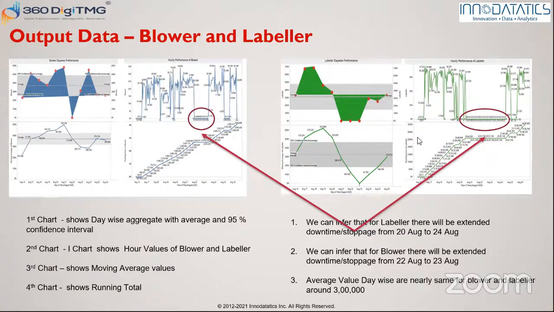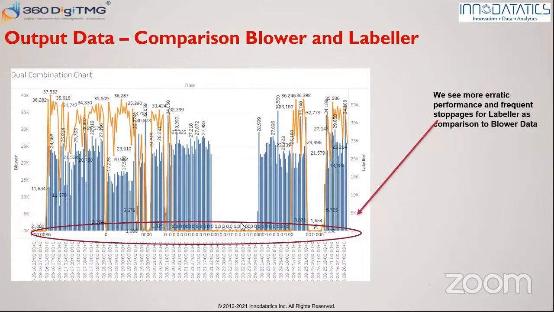Okay, moving to the next slide. This is a dual axis control chart where you can see how the blower performs against the labeler. This is the same thing we have shown for the input data as well. We can infer the same way that the labeler has more frequent stoppages and more downtime than the blower stage.